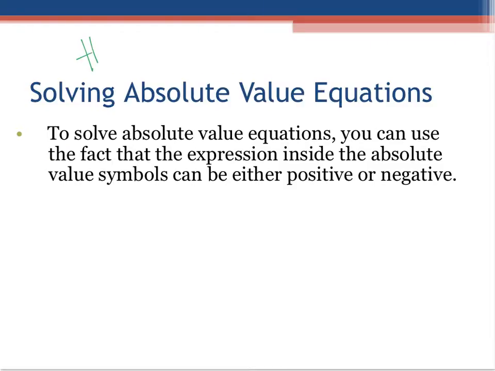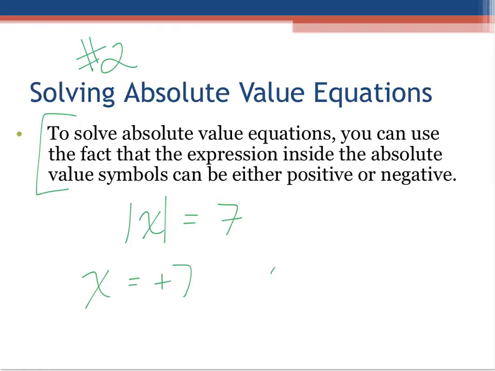The second thing I'll be looking for in your notes is this statement. To solve absolute value equations, you can use the fact that the expression inside the absolute value symbols can either be positive or negative. So if you have the absolute value of x is equal to 7, you know that x can either be equal to a positive 7 or x could be equal to a negative 7.